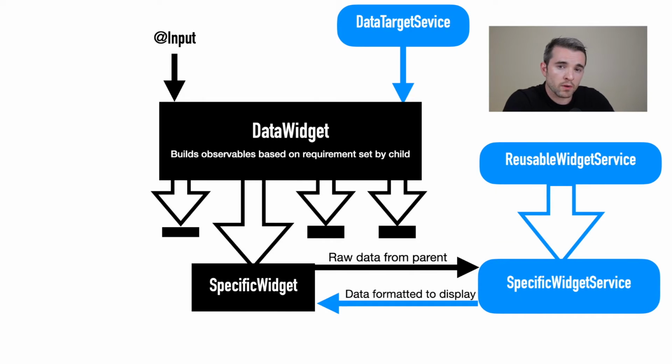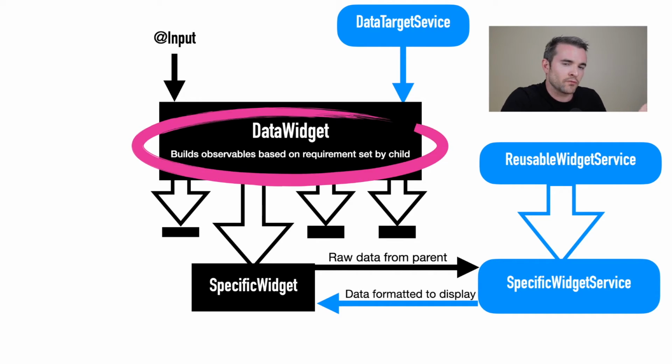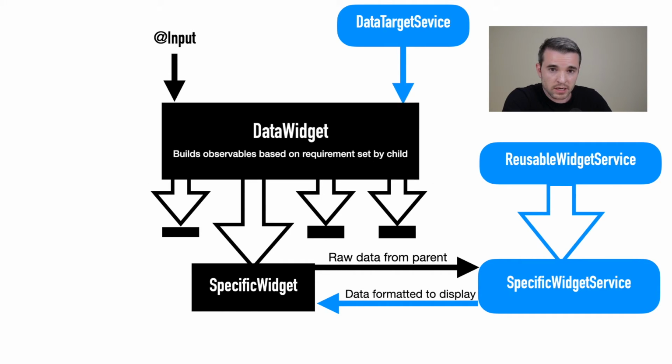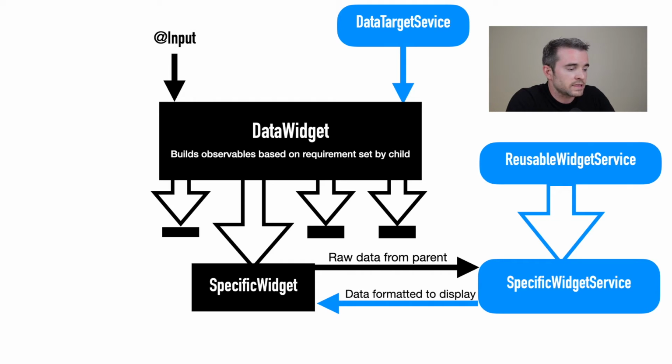So each of those components in the report is a specific widget, but it has lots of sibling widgets that share a similar function. That function is about where they get their data from. So I'm going to make each one of those widgets be a child of a data widget component, where the role of the data widget component is to build observables based on the requirements of its children. So for children that need a student in a class, the data widget will handle the subscriptions.